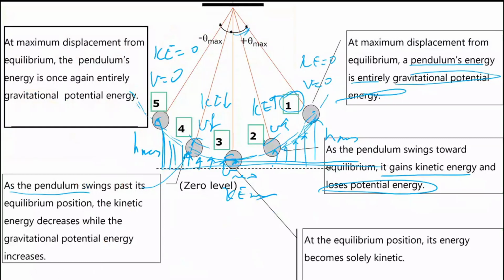And remember, I told you that the sum of kinetic energy and gravitational potential energy is called mechanical energy, and this sum is always constant if there is no loss of energy, if you neglect resistance and friction. So the sum of the kinetic energy and potential energy of a system is always constant. That's why the mechanical energy of this swinging pendulum will stay constant.